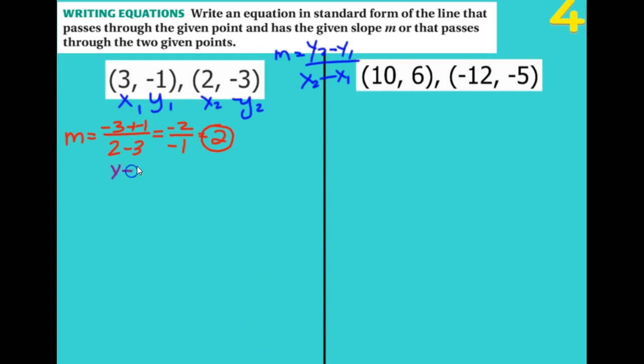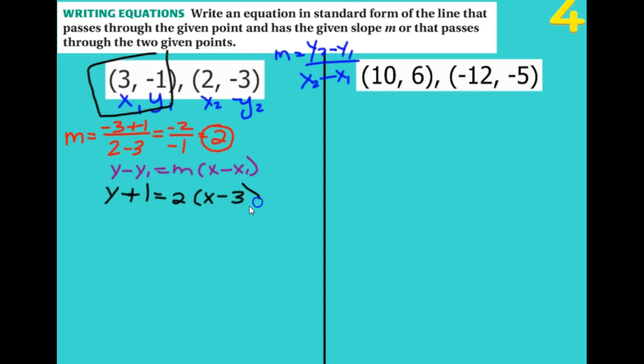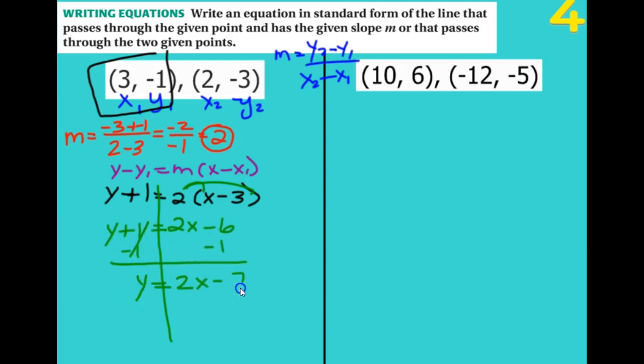So I'm just going to pick one of my points to plug in to my point-slope form, because I have a point and a slope now. So I'm going to have y minus y1. I'm just going to use this first point, which is negative 1, making a positive. Our slope is 2. And then x minus x1, which is 3. So when we solve this, let's distribute. 2 times x is 2x. 2 times negative 3 is negative 6. And then to get y by itself, all we have to do is subtract 1. y equals 2x minus 7.